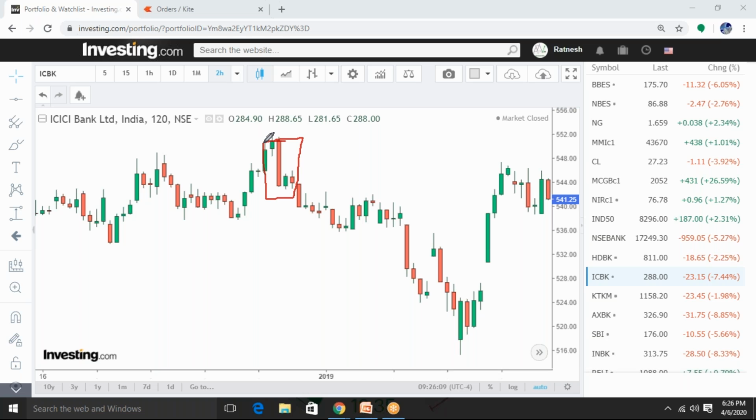Is it fine, sir? Engulfing pattern. Anybody had doubt? Yes or no, please. Anybody doubt in engulfing pattern? Please. No, no, no doubt.